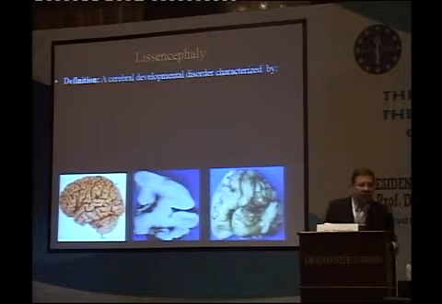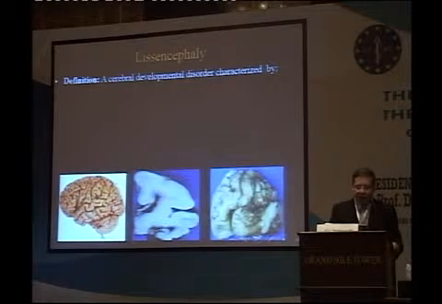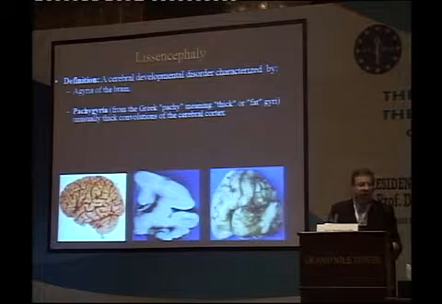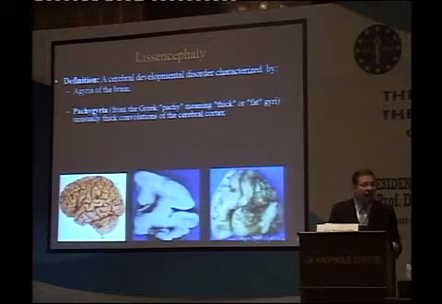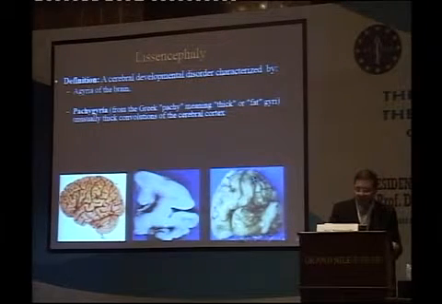Now another entity is called lissencephaly, in which, look here, there is a normal brain, look at the sulci and gyri, and in lissencephaly we have either agyria, which means that we don't have sulci and gyri, or pachygyria, which means that we have conglomeration or thick or fat gyri.